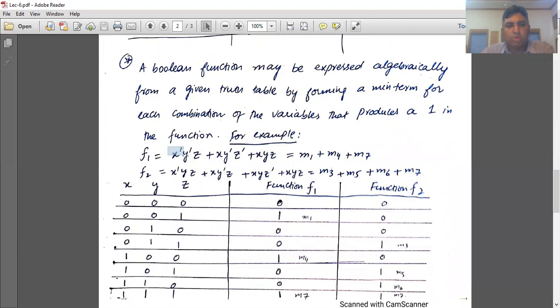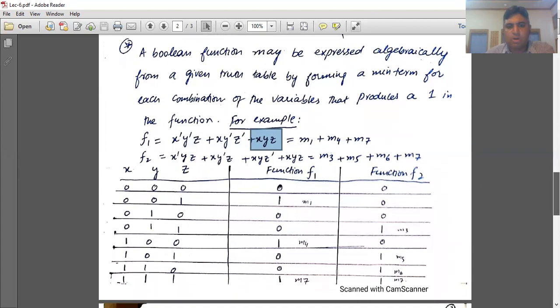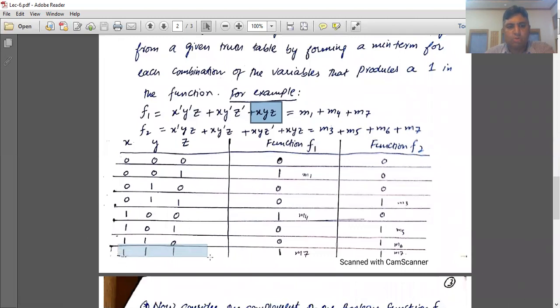This function is equal to 1 when x bar, y bar, z, meaning when x is equal to 0, y is equal to 0, z is equal to 1. Here this function is equal to 1. Then this function is equal to 1 when x is equal to 1, y is equal to 0, and z is equal to 0. Then this function is 1 for x, y, and z, meaning when all three x, y, and z are 1, this function is equal to 1.